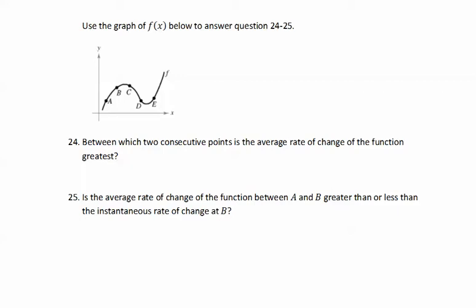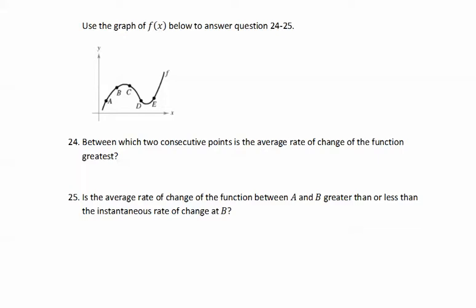Well, the next collection of problems are all looking at derivatives from a graphical perspective. And so we have this graph with these points A, B, C, D, and E on it. And we're asked, between which two consecutive points is the average rate of change the greatest? Well, the average rate of change is just the slope of the line connecting those 2 points.